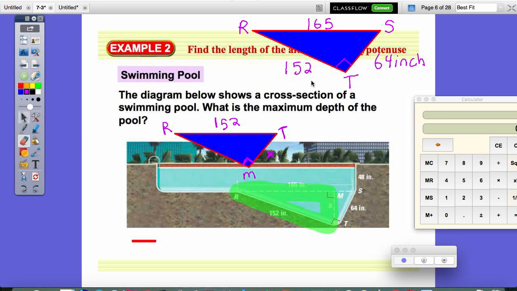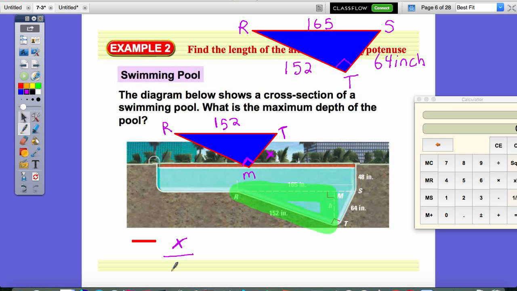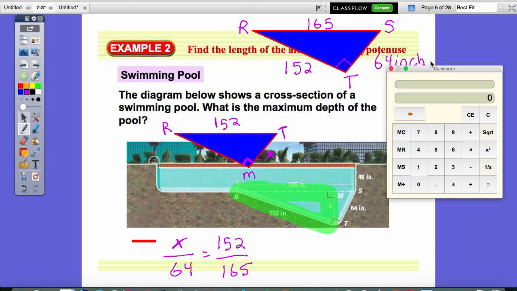Now that we have this all laid out, we can see that even though we only have the one dimension that we're finding here, this X corresponds to the side that's 64 inches in the other triangle. The hypotenuse on this smaller triangle to the hypotenuse on the larger triangle. So we're going to go ahead and cross multiply.